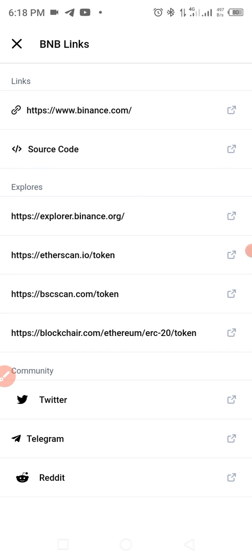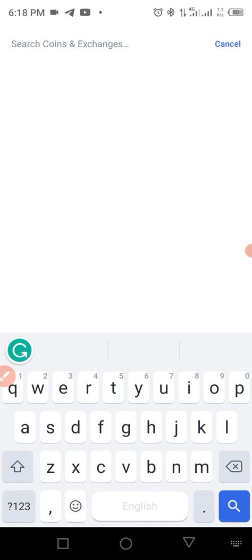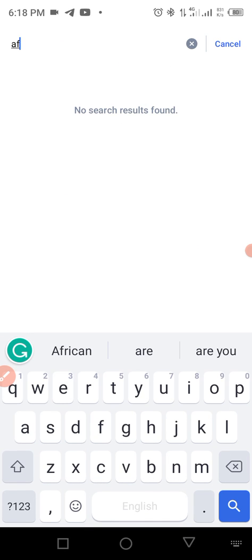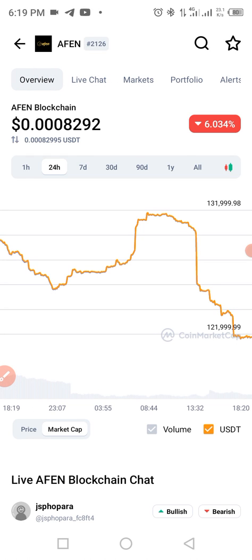You can also look at Reddit, but that's not all. Let's look at another coin again. Let's look at Afen and see if it's actually a good coin. Remember, I'm not saying you should buy Afen.